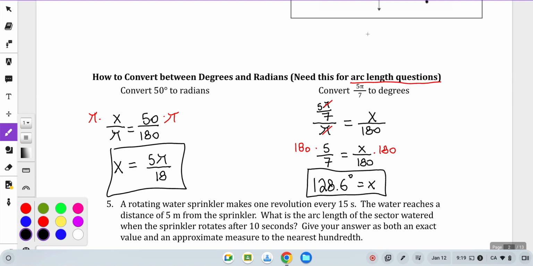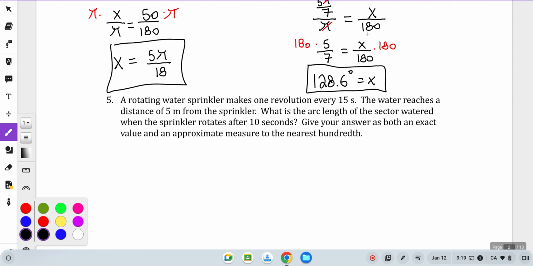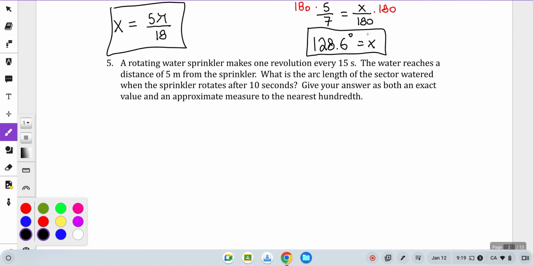Cool. Number 5. A rotating water sprinkler makes 1 revolution every 15 seconds. The water reaches a distance of 5 meters from the sprinkler. What is the arc length of the sector watered when the sprinkler rotates after 10 seconds? Give your answer as both an exact value and an approximate measure to the nearest hundredth.